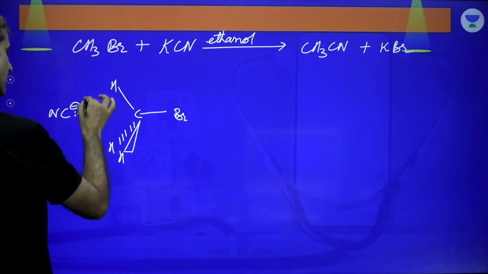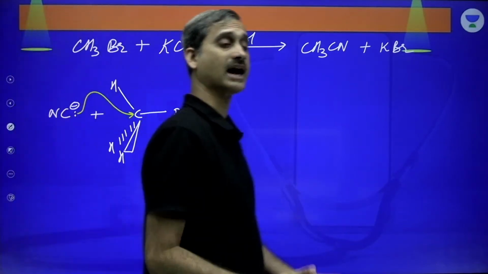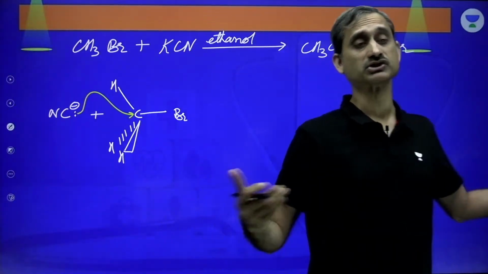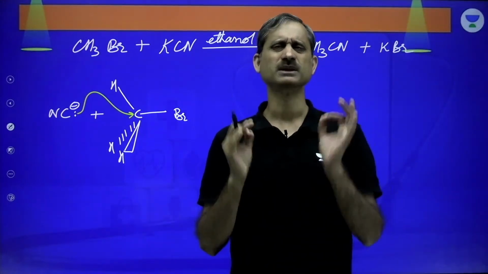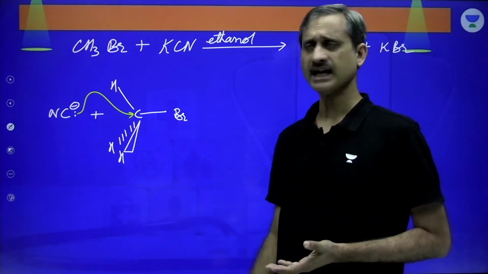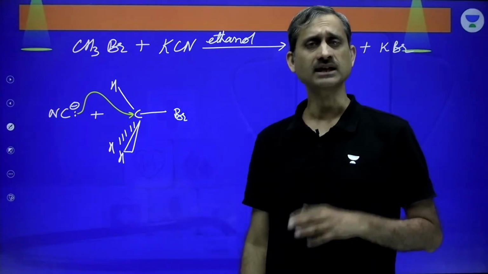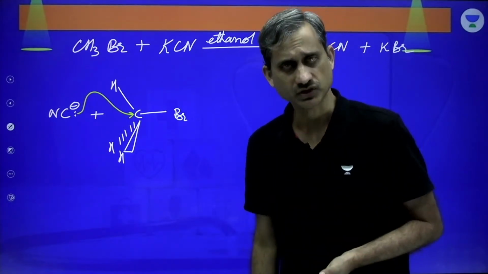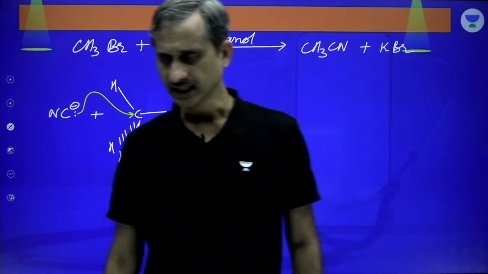Now, this cyanide ion attacks on the carbon. Quite obviously, why does cyanide ion attack on carbon? Why does it not attack on hydrogen? Why does it not attack on bromine? The very simple reason is that positive and negative attract each other. The cyanide ion carbon has a negative charge, and this particular carbon, since it is attached to bromine, is going to have a positive charge. So quite obviously, negative is going to attack on positive. Any confusions, anybody?